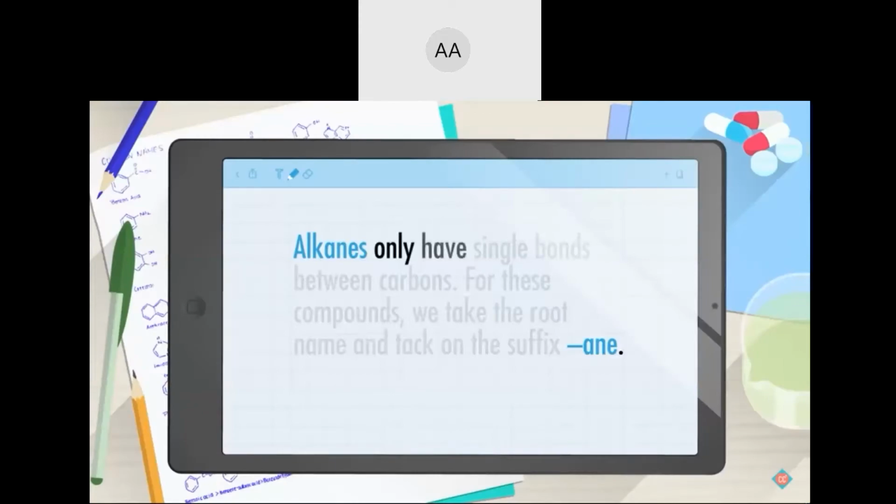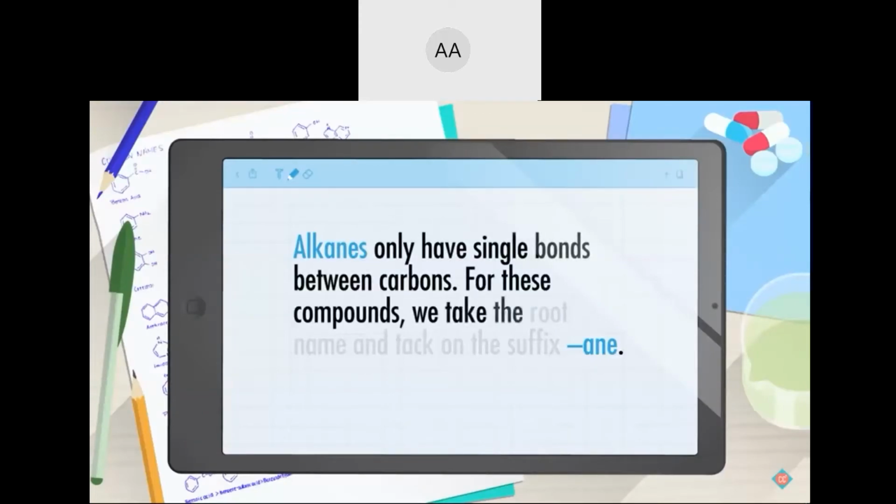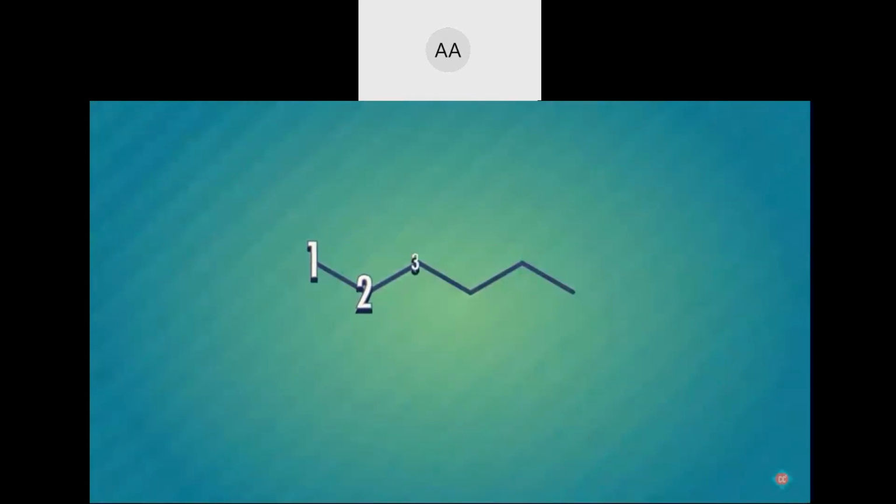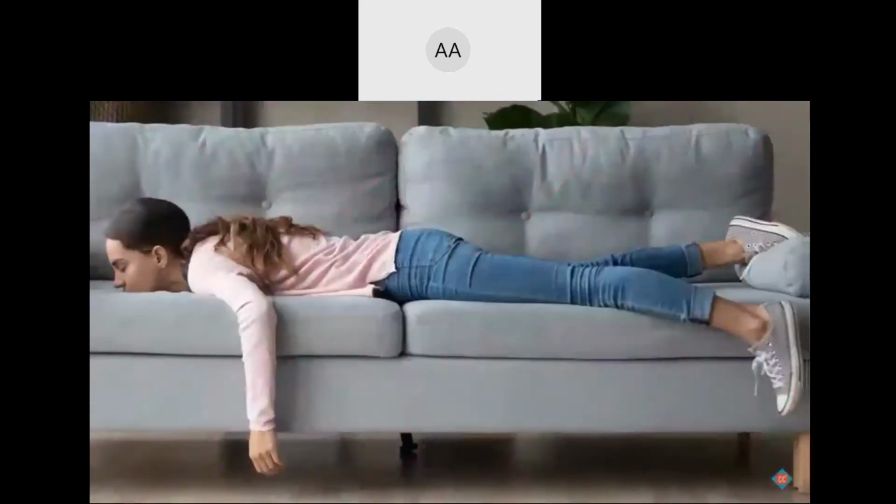Alkanes only have single bonds between carbons. For these compounds, we take the root name and tack on the suffix -ane. For example, this skeletal structure is a 6-carbon chain, so the root is hex. And because there are only single bonds, it's an alkane, and we add the suffix -ane. It's hexane. Alkanes are kind of boring compared to their hydrocarbon cousins. They're low-energy couch potatoes and don't interact with many other compounds.